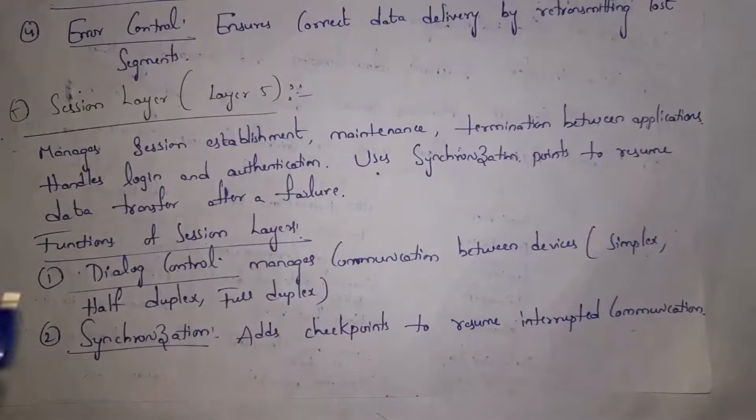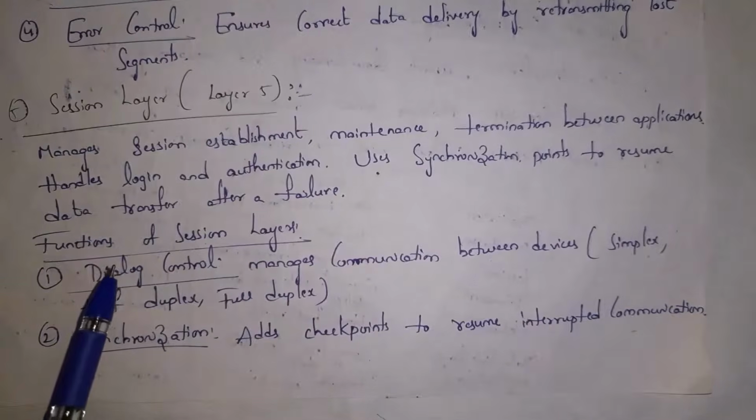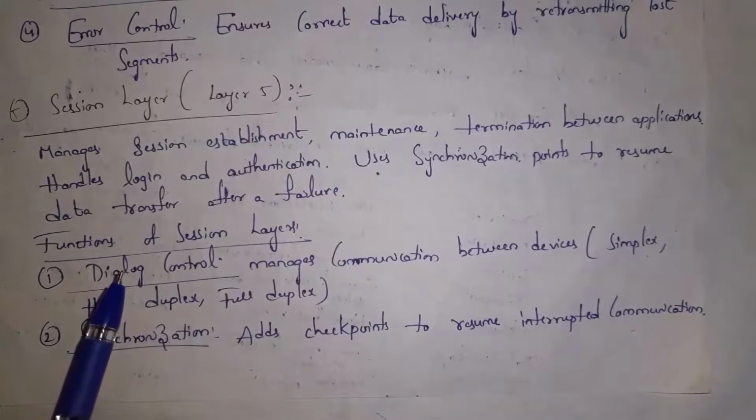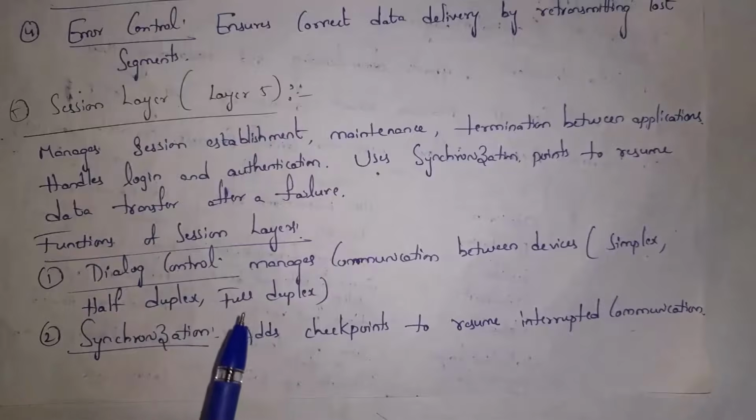Half duplex means two computers can send data, but both cannot send data at a time. And full duplex means two computers can send data at a time. The second one is synchronization. Guys, our data is transferred to the other person through various routers. While transferring data, if there is any data failure, instead of starting again from the first, from the router where the data failure occurred, we need to resume data. This is the meaning of synchronization.